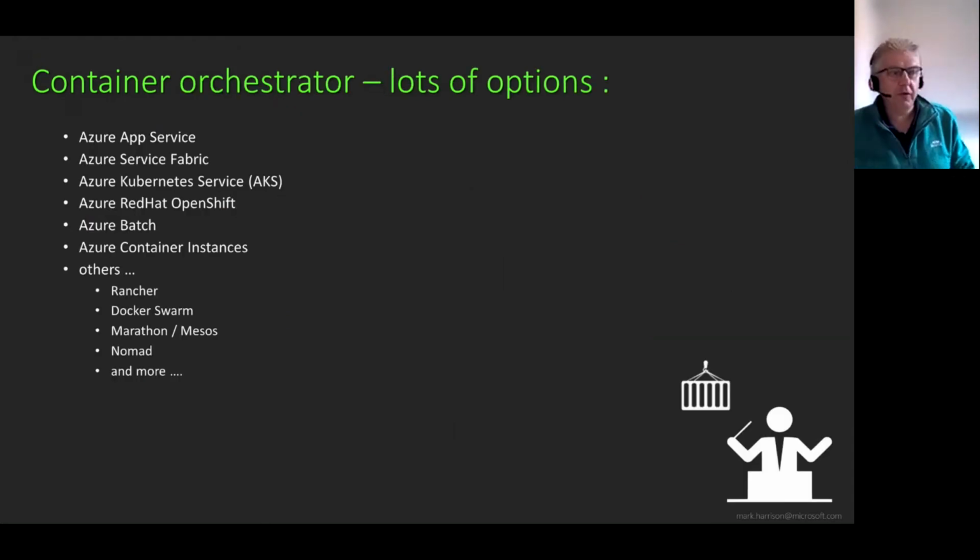And when it comes to container orchestrators, there's quite a lot of choice. So, I've listed some of the native Azure services around running containers. So there's App Service, there's Service Fabric, there's Kubernetes that we're going to look at. There's Red Hat offering. It's based on Kubernetes. There's also lots and lots of partner offerings in this space, and they all can run on Azure.